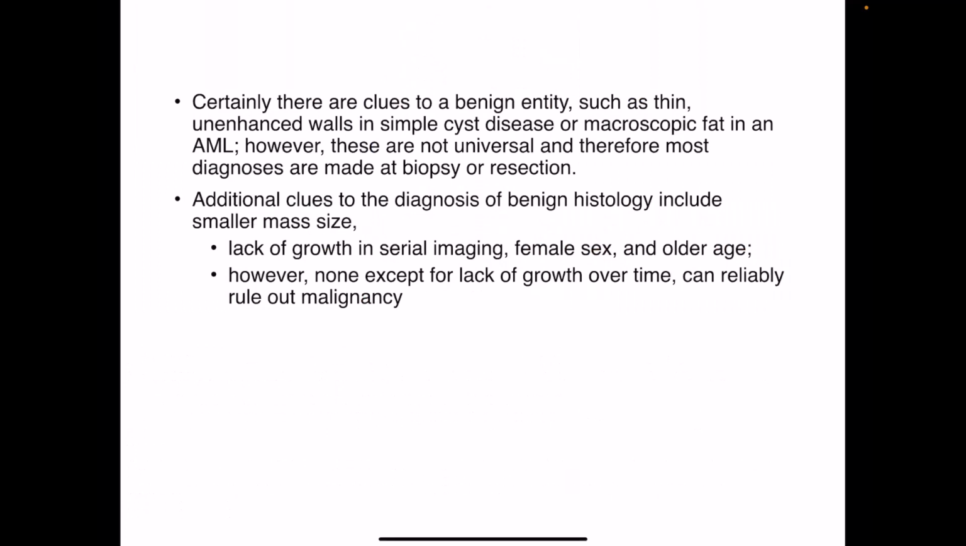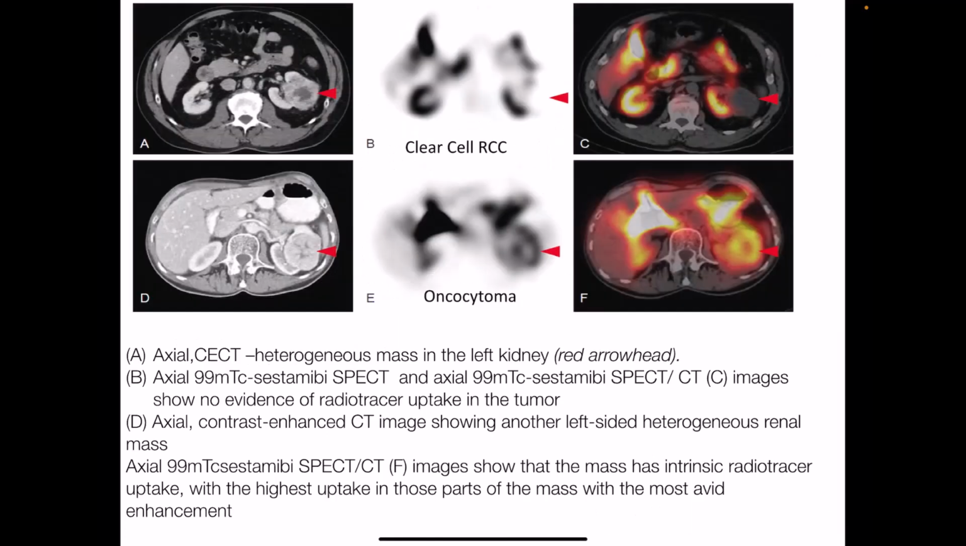Now, technetium 99 sestamibi is widely used for imaging parathyroid adenomas, and has recently been shown to accumulate in oncocytic renal tumors, which have high levels of mitochondrial content, such as benign oncocytoma. So differentiation of localized clear cell RCC from a benign renal oncocytoma has become much easier.